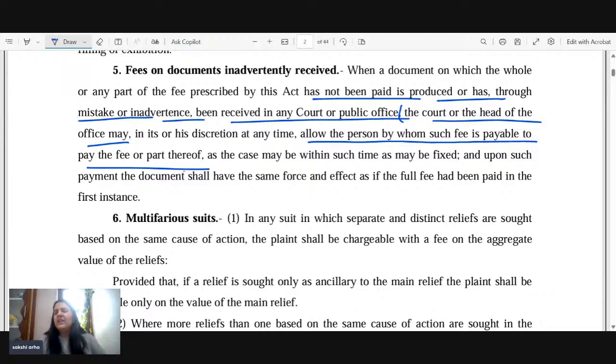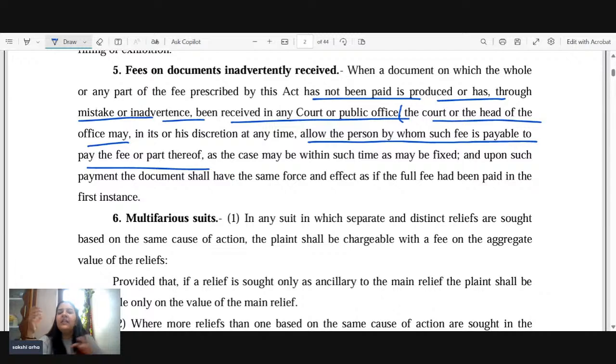Okay, so suppose आपने कोई document court में submit किया, आपने कोई plaint submit करी जिसपे एक particular amount of fee थी, that is 5,000 for example. Okay, but you have paid either only 2,500 or you have not paid at all. Okay, but the person has received the document inadvertently, by mistake. Okay, mistakenly उन्होंने document को receive कर दिया है. Alright, mistakenly they have accepted the document.